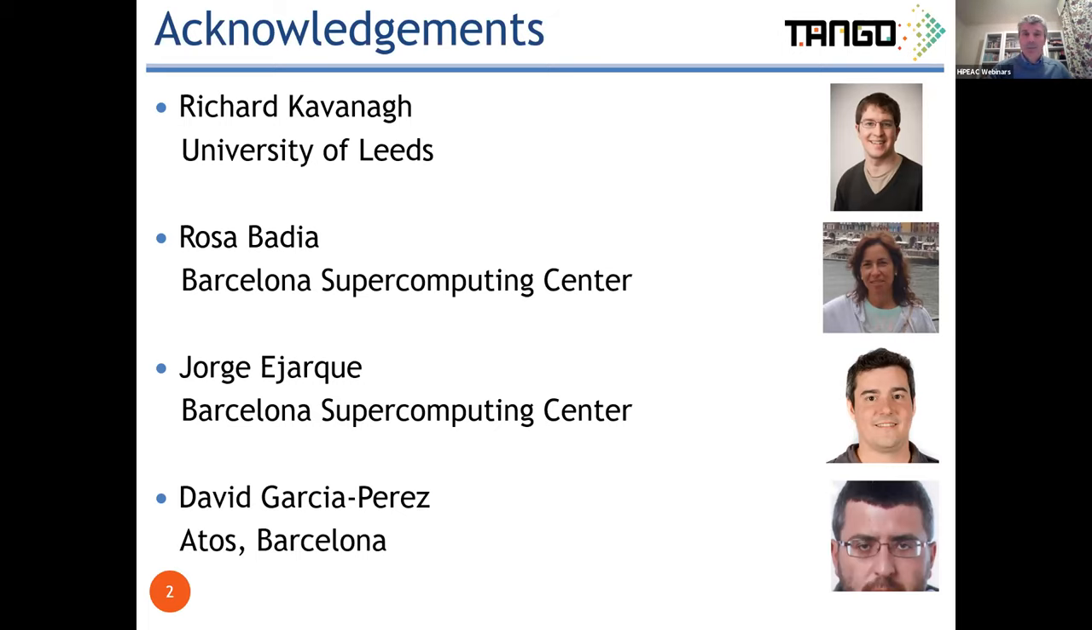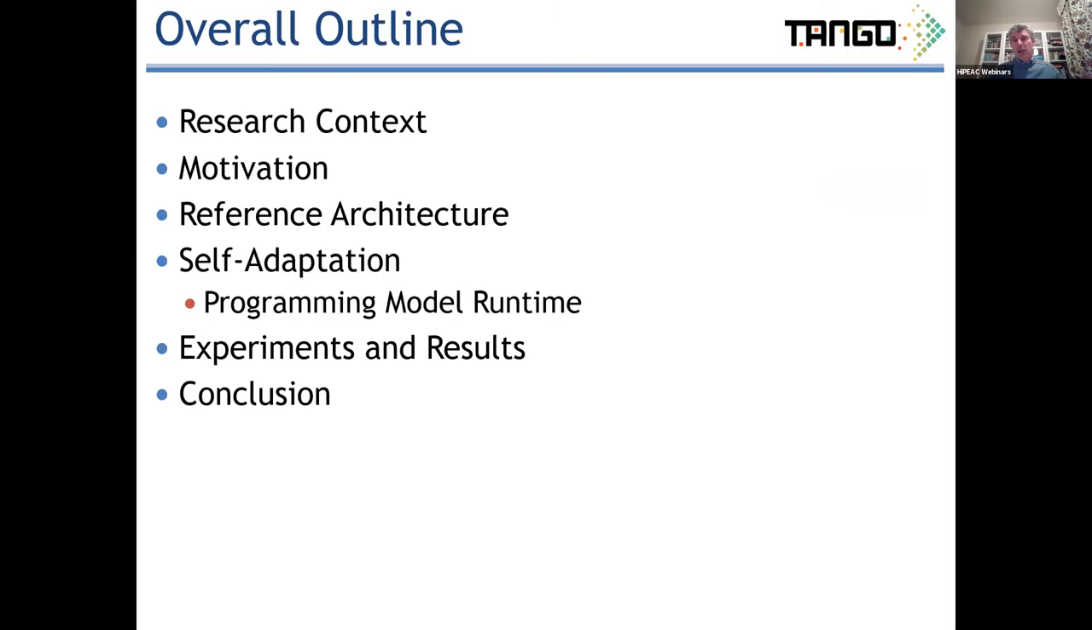So I would like to start with the research context, a quick motivation, reference architecture, the concept of self-adaptation and how self-adaptation is supported by the programming model in a heterogeneous computing environment, and some experiments and results, and a quick conclusion.